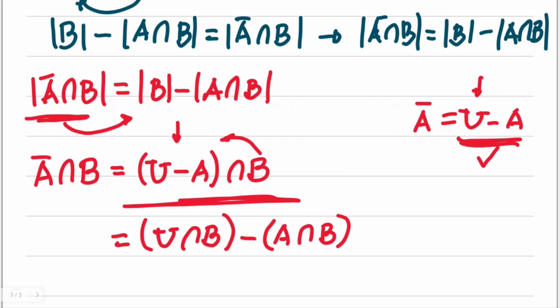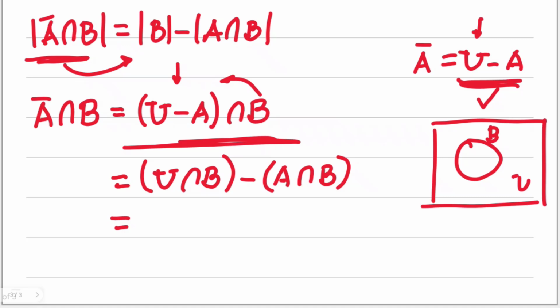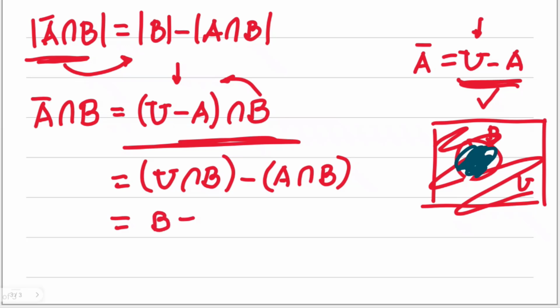Hopefully that is clear. Now, what is the universal set intersection with B? Take note that if this is our Venn diagram, if this is our B, and our universal set includes all, its intersection with B is actually B itself, right? The intersection of the universal set, which is the largest one, and B, which is just a subset of the universal set, is the set B itself. So you have here B minus A intersection B. This is the intersection of A complement and B.